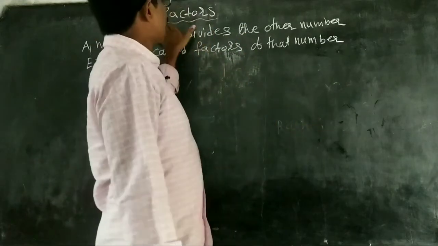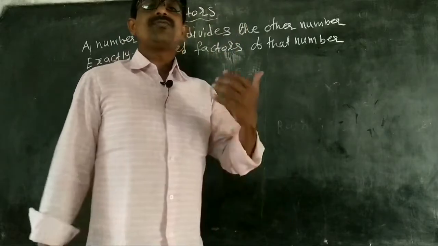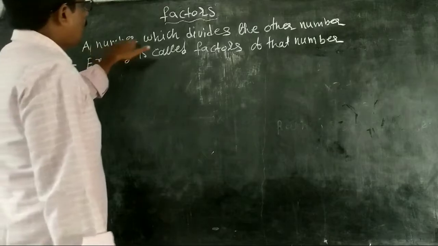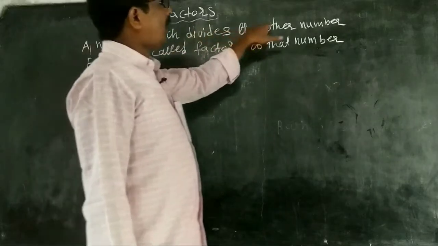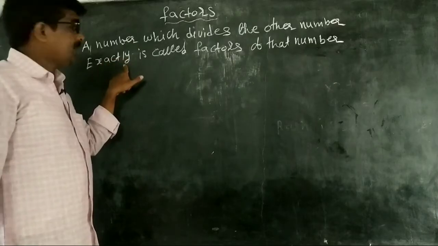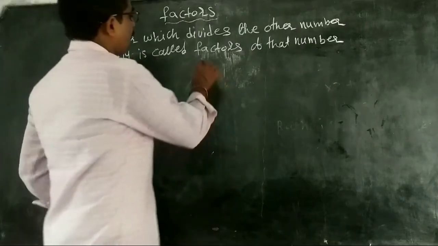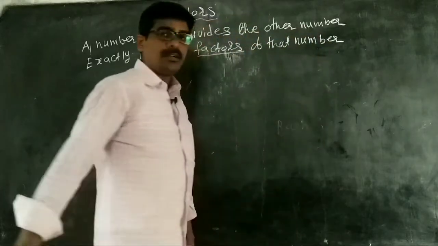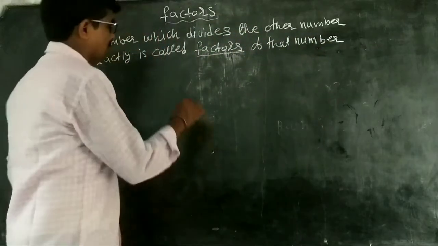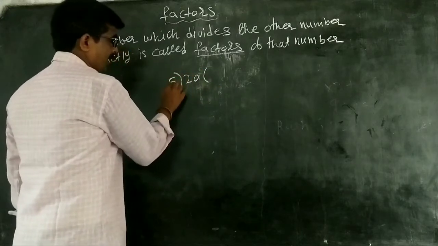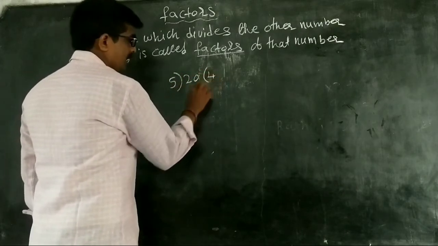So first one is factors. What is a factor? A number which divides another number exactly is called a factor of that number. What does it mean? For example, take 20. 20 divided by 5 is 4.